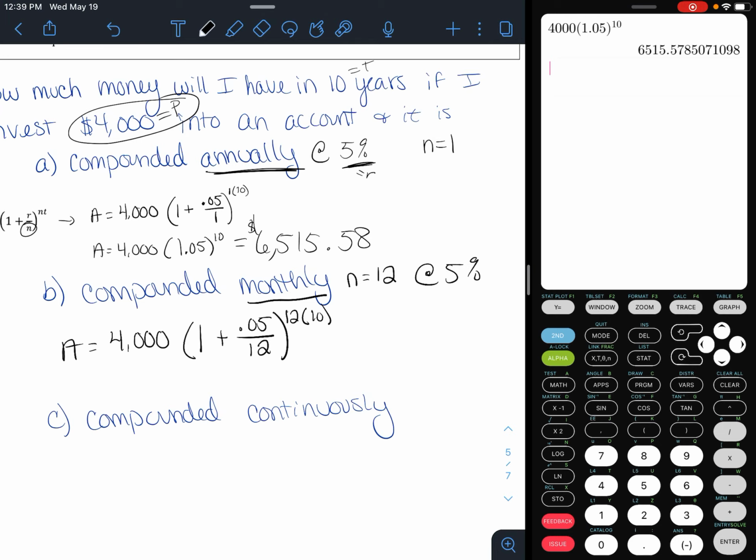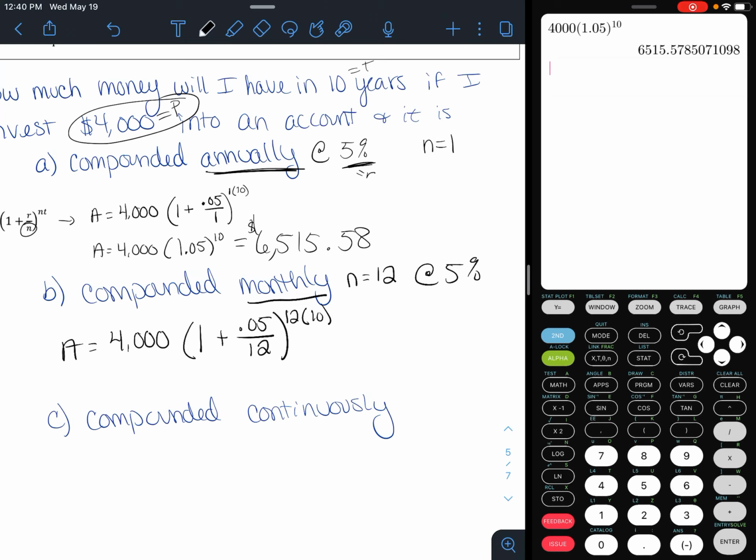Now monthly is the number 12, that means 12 times per year. If you said daily instead, then it would be 365 as your n. If you said bi-monthly, that would be twice per month, so you would have 24 there. If it said weekly, there are 52 weeks in a year. So whatever value it says, how often you're compounding is the number you want to sub in for n, okay?